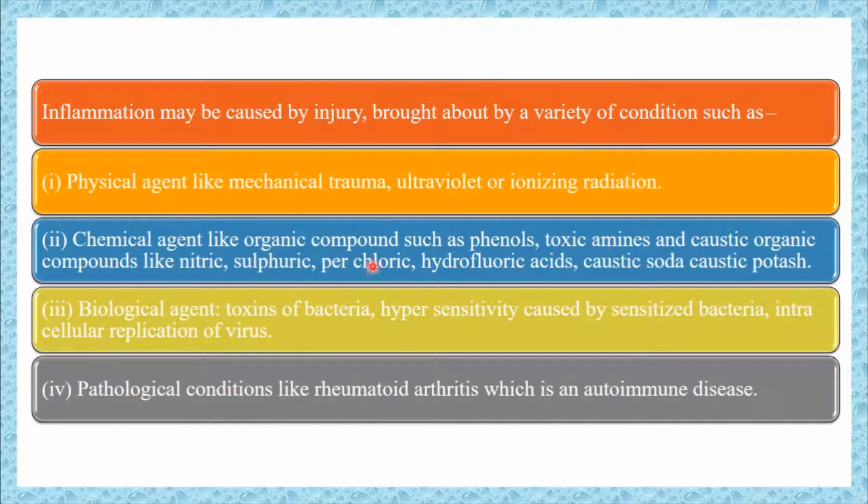Then the third point is biological agent. The biological agent such as toxins of bacteria, hypersensitivity caused by sensitized bacteria, and intracellular replication of virus. So this is the third factor that causes the inflammation. This is the biological agent which causes the inflammation. Due to the action of these bacteria and viruses, it causes the inflammation.